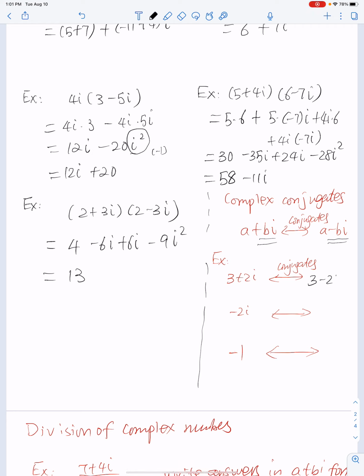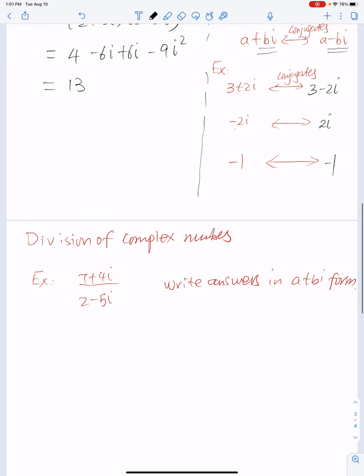3 minus 2i, because here is plus, here is minus. Negative 2i, what will we do? Do we have real parts? No. So then it will become positive 2i. What will be the conjugate of negative 1? This is a tricky one. Do we have an imaginary part? No. Then we do not change it, because the real part we do not change.